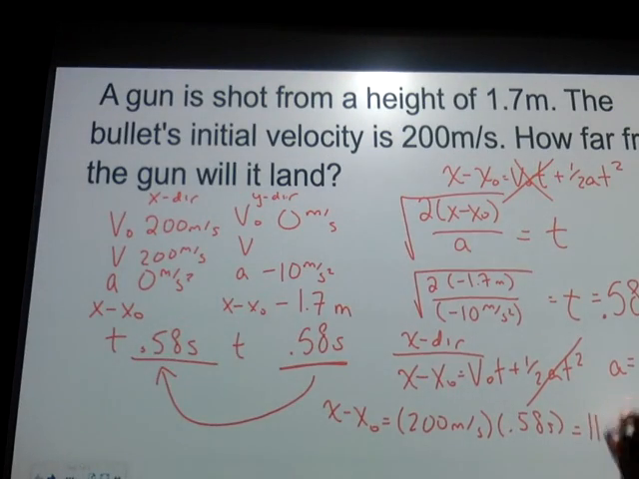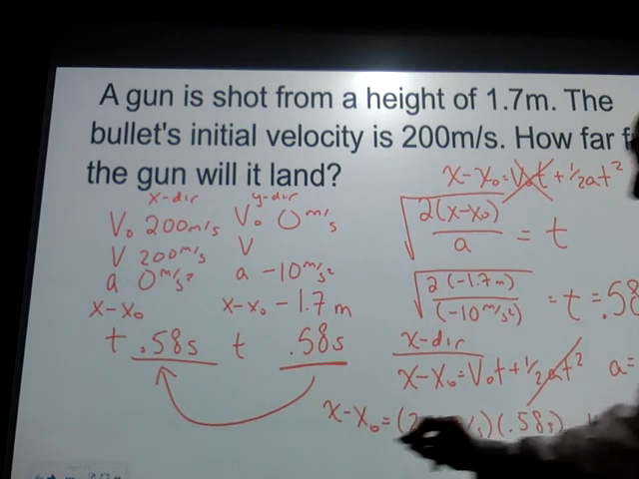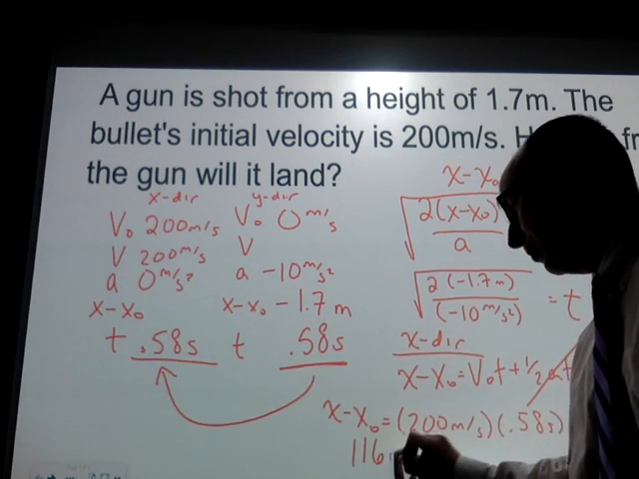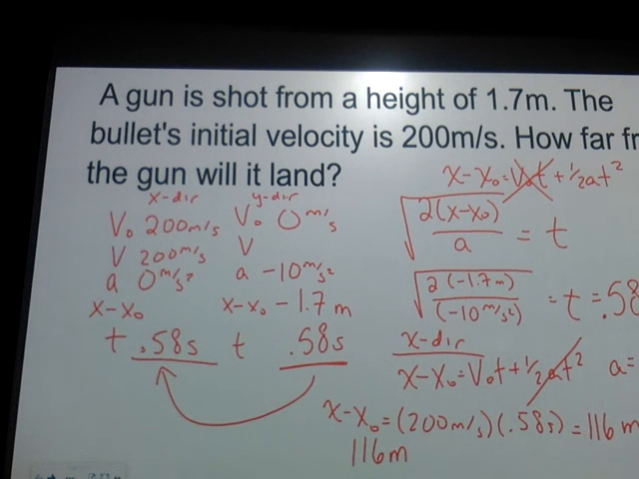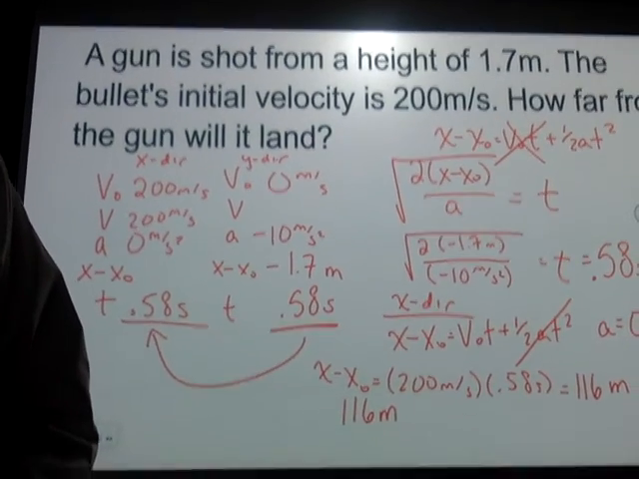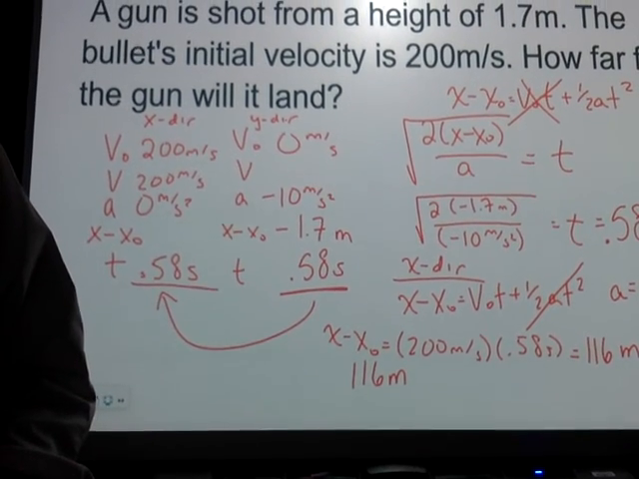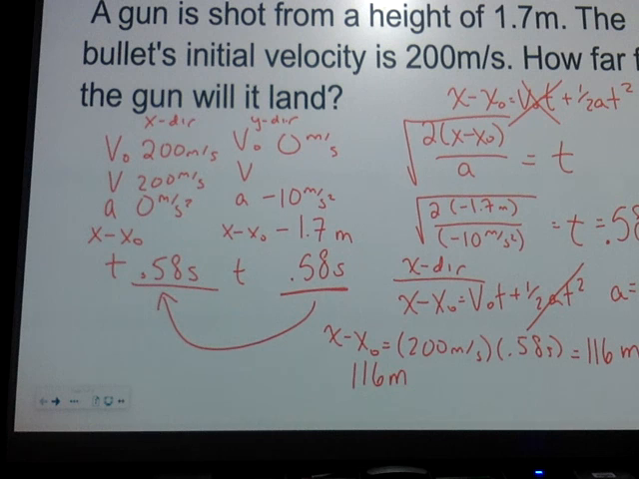And so it will land 116 meters away. It looks like I need to lower this down a little bit so you guys can see that. So we have 200 times 0.58. We canceled out the A, and we have 116.